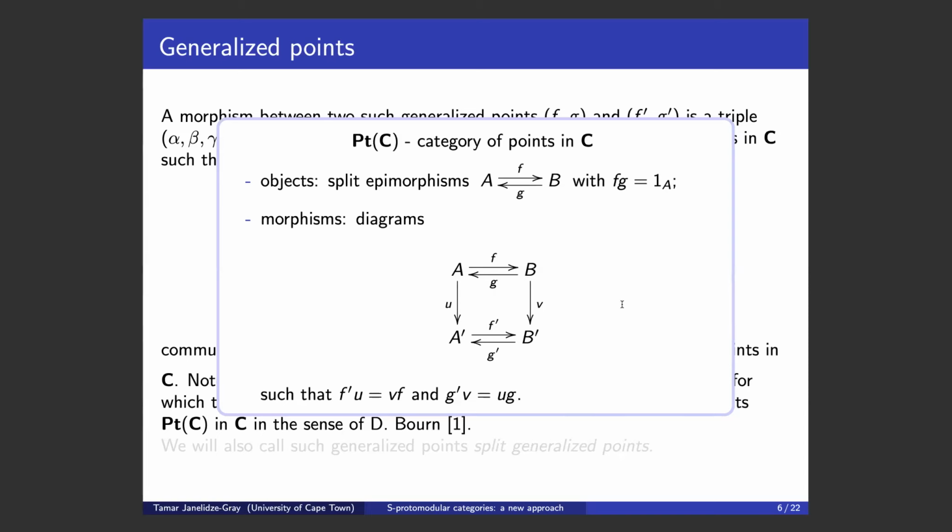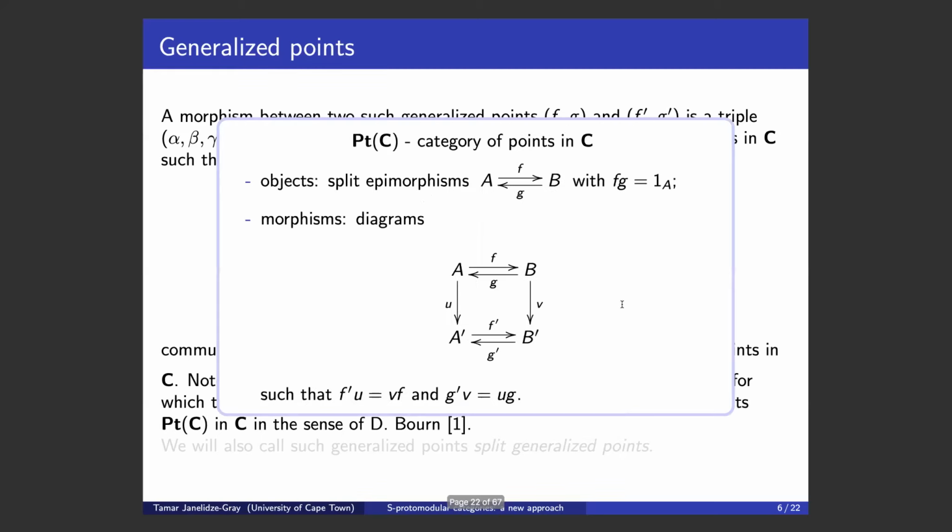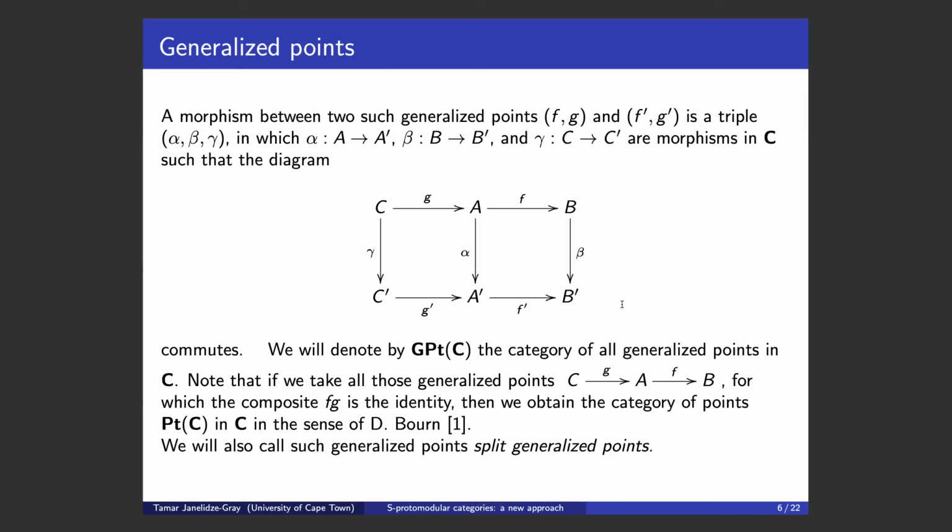And so now, going back to our definition, if we take those generalized points where the composite FG is identity, then this gives us exactly the category of points in C. And in the case when the composite is an identity, so when the generalized point F is a split epi, we will call such generalized points split generalized points. So they are the same as points in the sense of Bourn, so just split epimorphisms.